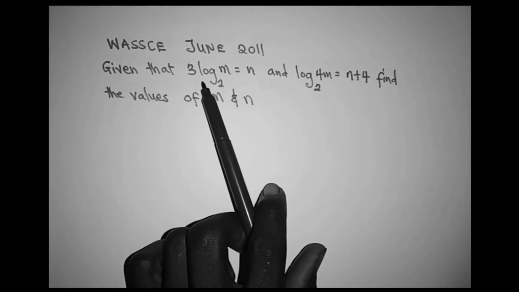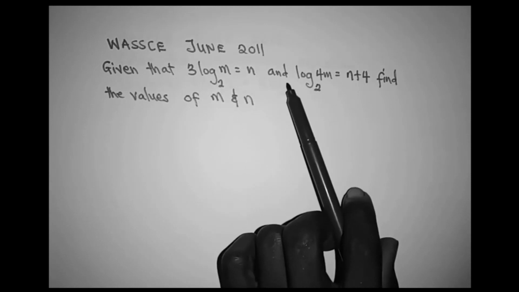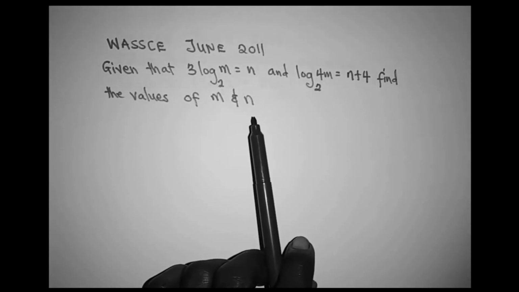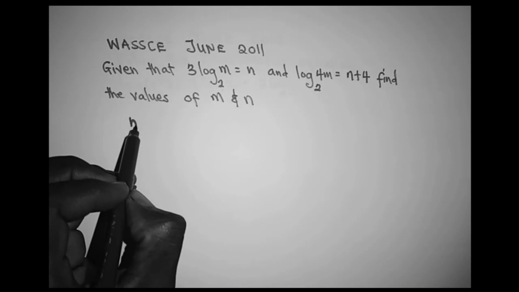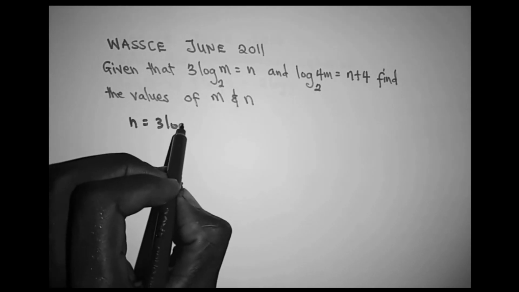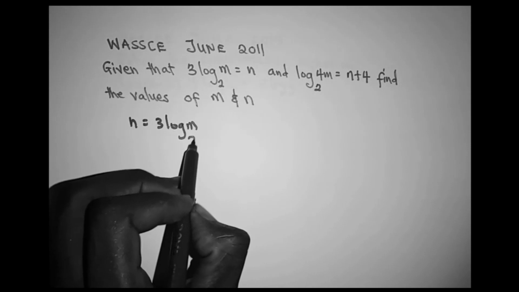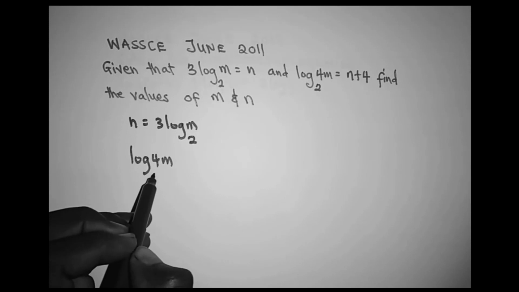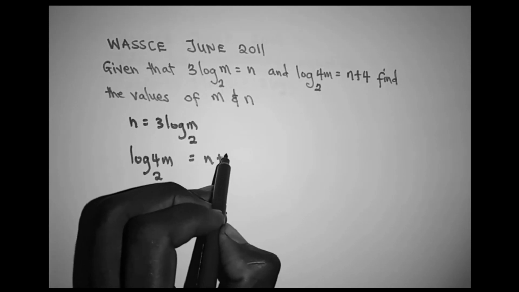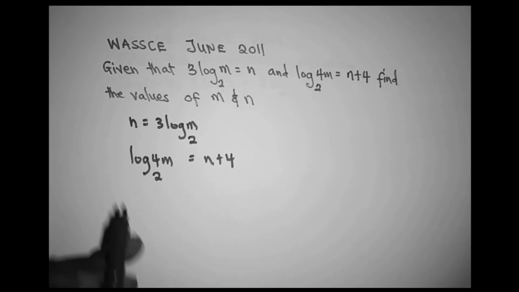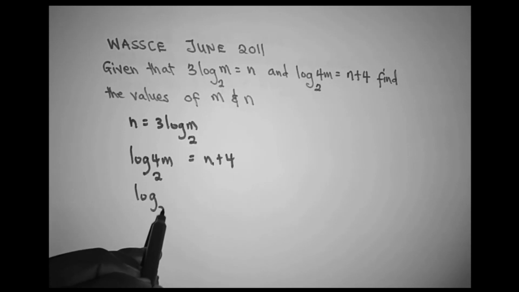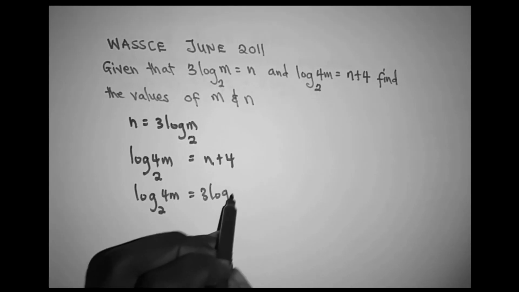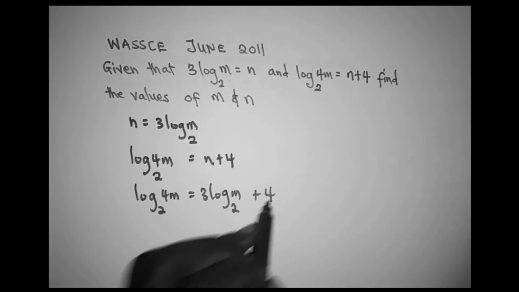Given that 3 log m base 2 is equal to n, and log 4m base 2 is equal to n plus 4, find the values of m and n. So we know that n is equal to 3 log m base 2, and then log 4m base 2 is equal to n plus 4. So let's put the value of n. So it becomes log 4m base 2 equals 3 log m base 2 plus 4.